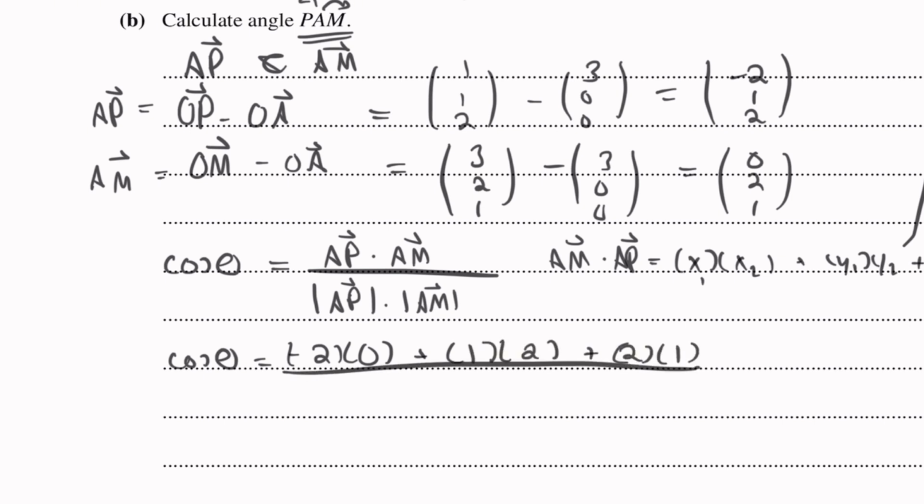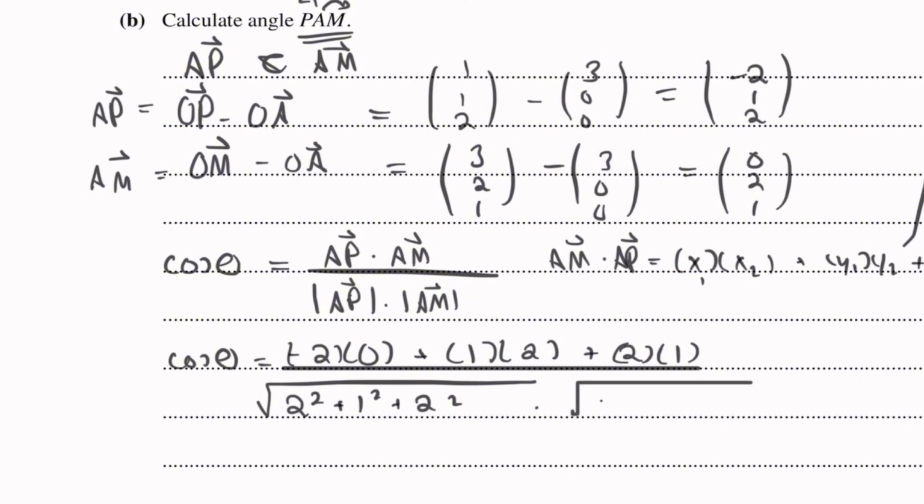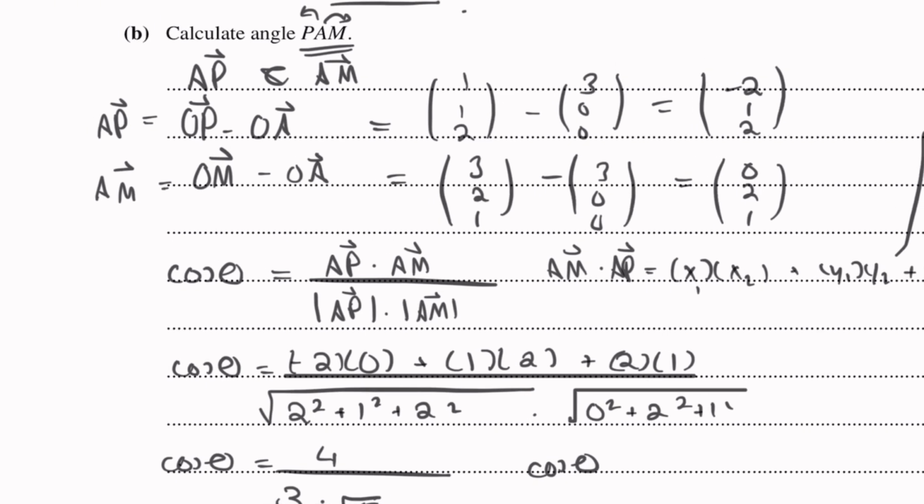And then divided by the modulus, which is just going to be the square root of 2 squared plus 1 squared plus 2 squared, times the modulus of 0 squared plus 2 squared plus 1 squared. So cosine theta is going to equal 4 divided by the square root of 2 squared plus 1 squared plus, that's going to be 3 times square root of 5. And that's cosine theta. So cosine theta will equal 4 root 5 over 15, which allows me to find angle theta.